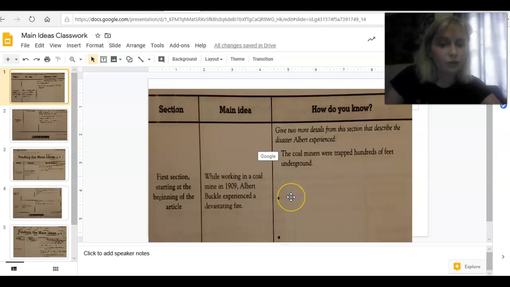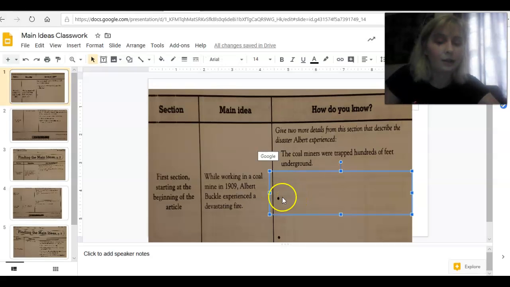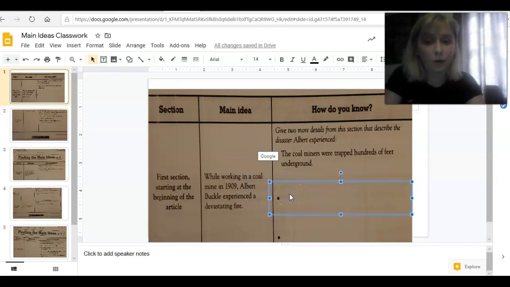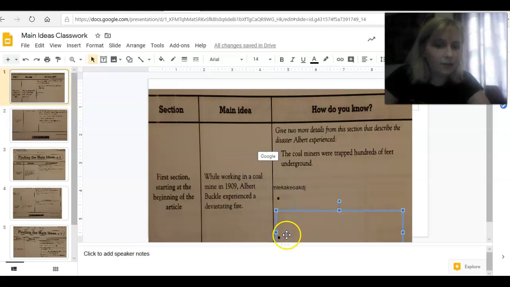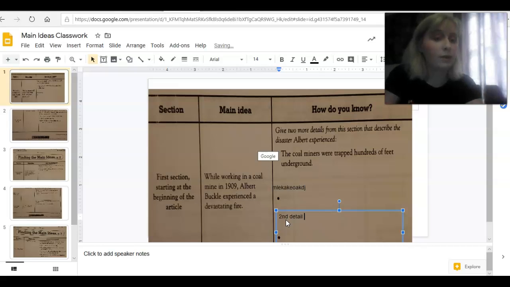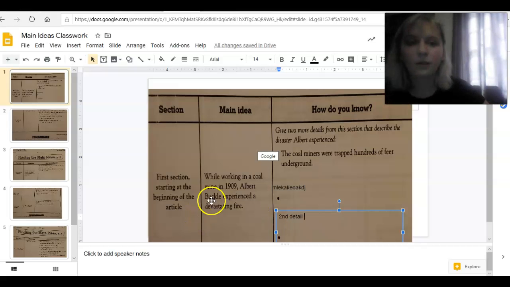And when you find those, you're going to just simply type it in here. See, this text box comes up, and you can even move it around if you need more space or less space. And then you just simply start typing. So type in the letters of whatever the detail is that you want to write here. And once you got that, you can put in the second detail by clicking down here. So whatever your second detail is going to go here. Okay, let's move on to the next question.